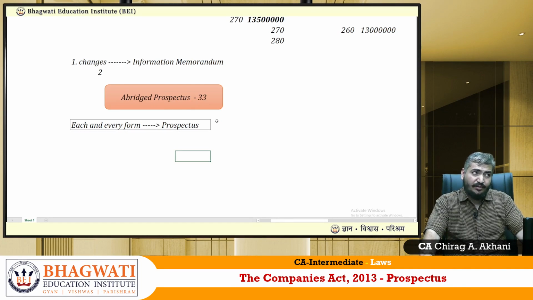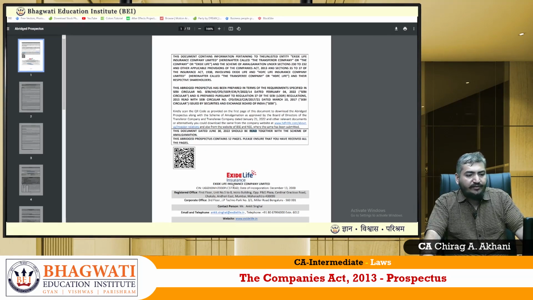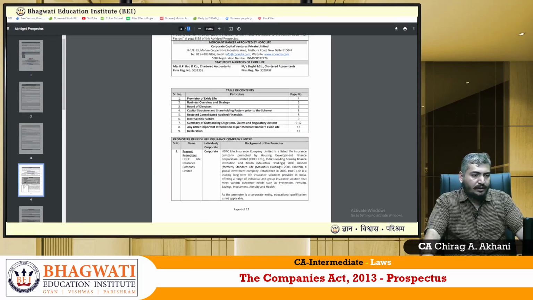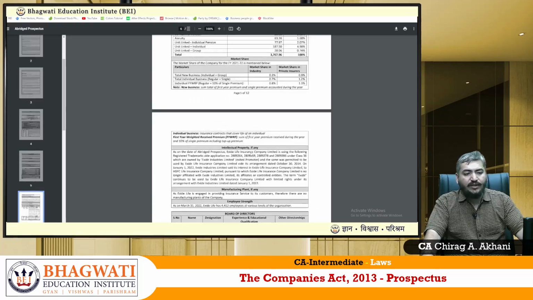And in the number of pages, at maximum, it can go to 40 to 50 pages, not beyond that. For example, I would like to show here, look, this is the abridged prospectus of Exide Life Insurance. The original prospectus might have contained hundreds and hundreds of pages, but here the entire information got completed within 12 pages. And it contains almost all the details about the company's history, company's promoter, business overview and strategy, board of directors, capital structure, shareholding pattern, then restated consolidated financial statements, risk factors, and a lot of other details which an investor needs to know before he invests in the company.